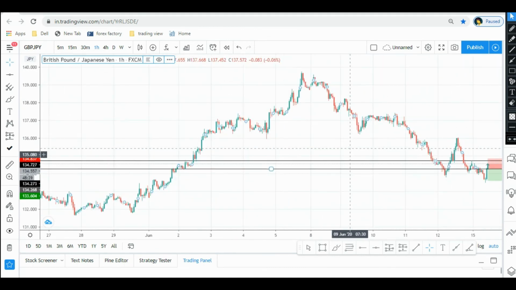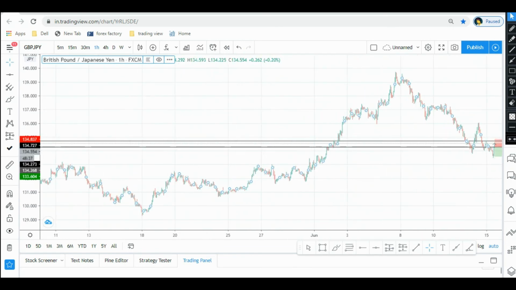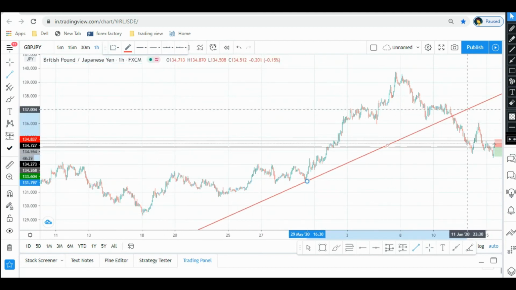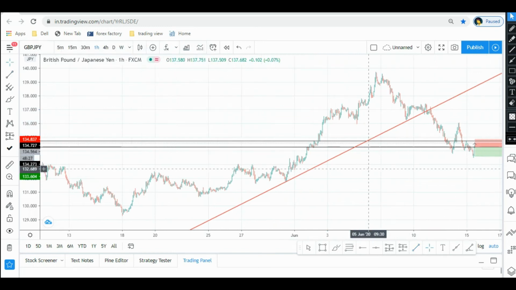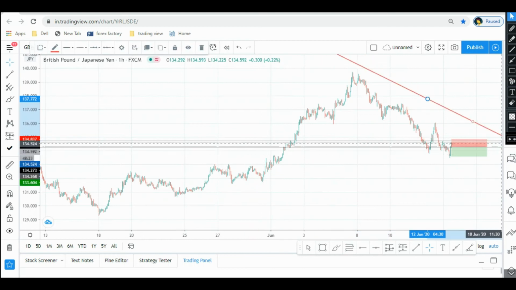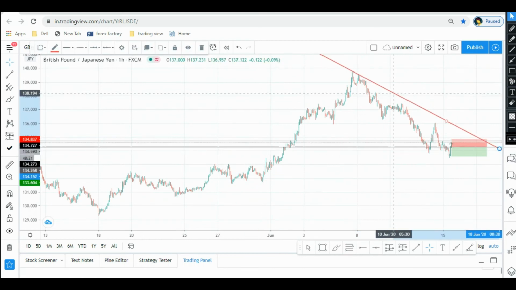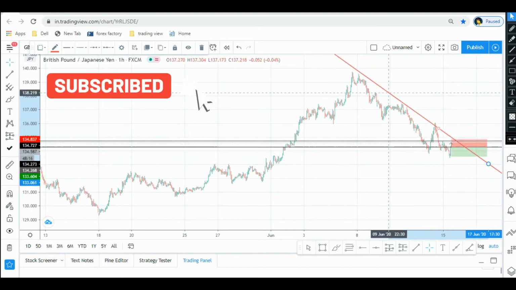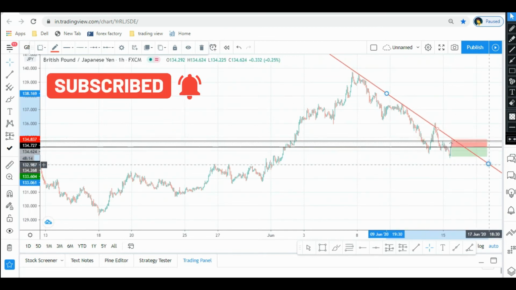So right now, previously price was going in an uptrend. Now price has changed direction, now it's going in a downtrend. So this is a very good opportunity for placing a sell order like this. So this is the area, now see price is going down in the 1 hour chart.